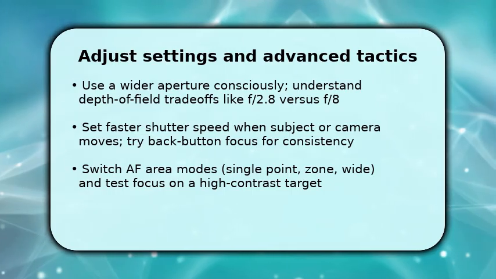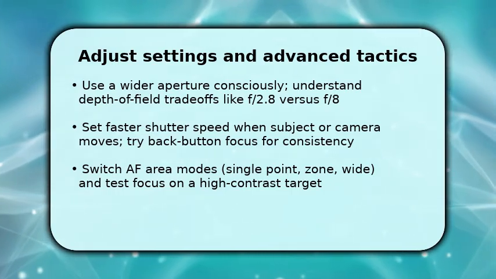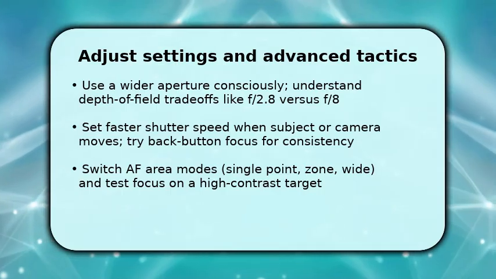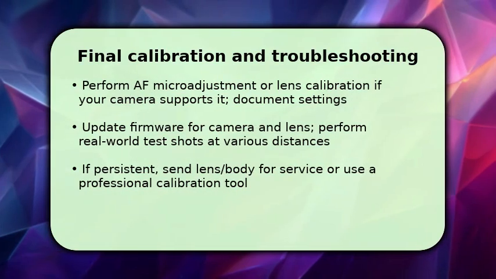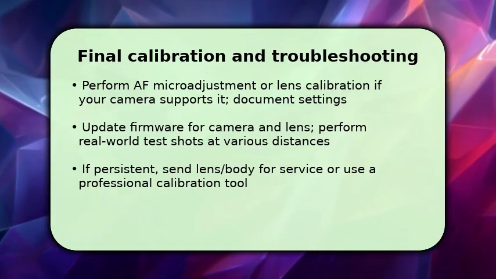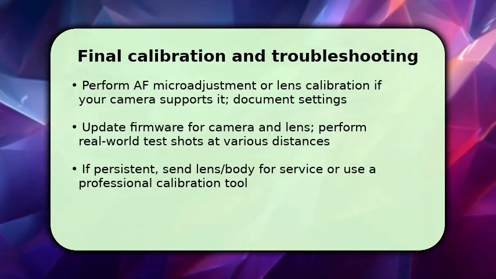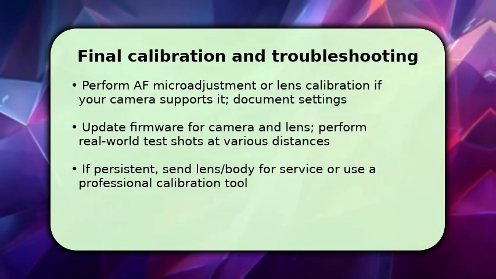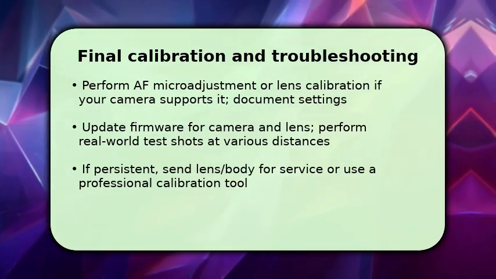Finish by calibrating. Run AF micro-adjustment to correct consistent front or back focus because small mechanical offsets are common. Once calibrated, update camera and lens firmware to benefit from AF improvements, then test at different distances and apertures to confirm fixes.